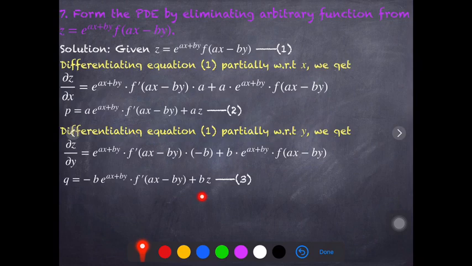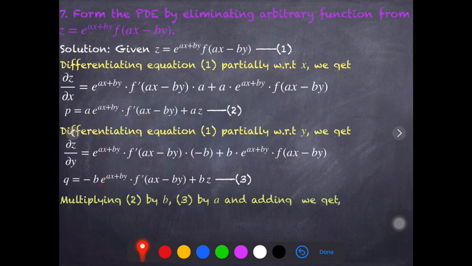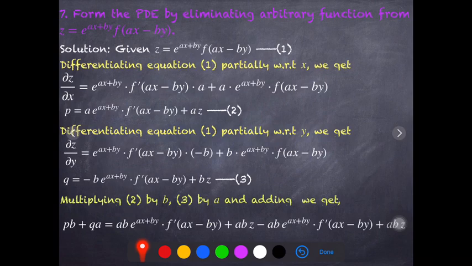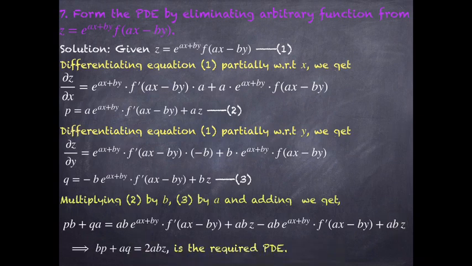If you observe equations number 2 and 3, it is very difficult for us to eliminate f' because the coefficient here is a and here it is b. So for that purpose I will multiply equation 2 by b and equation 3 by a, and adding both the equations we will get pb + qa = ab e^(ax+by) f' − ab e^(ax+by) f' + abz + abz. Observe this particular term, plus ab e^(ax+by) f' minus ab e^(ax+by) f' cancels, and we will get the final solution as bp + aq = 2abz.